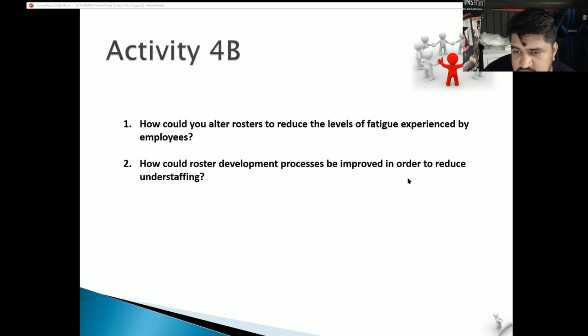All right, how could the roster development process be improved in order to reduce understaffing? So you want to essentially consult with everybody before you decide to allocate more shifts. You want to know, are we actually busy? And if you are busy, the people that you're going to allocate to those rosters, do they have the correct skills to perform those tasks? So there's no point hiring more kitchen hands if you need more cooks. There's no reason to hire more cleaners if you need more wait staff. It's just that simple, right?